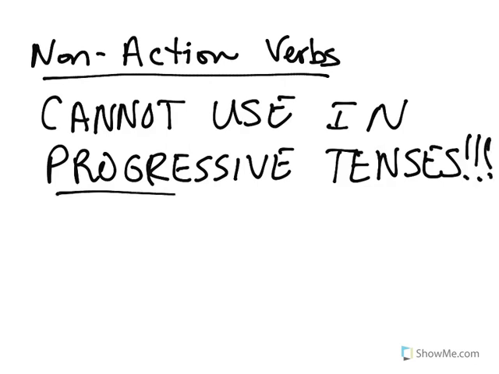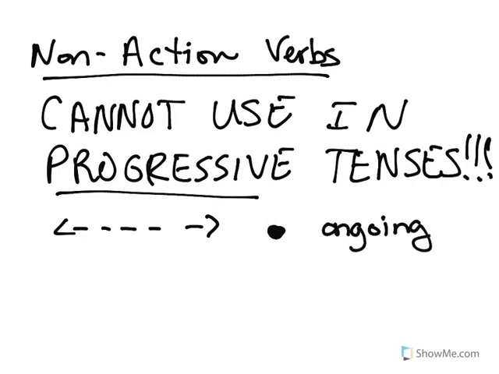Okay, the reason we call progressive tenses progressive, present progressive, past progressive, future progressive, is because they are actions in progress. That means they're ongoing, they take time, they have a duration, right? They're taking time. They're not just a single moment in time. They're what we call ongoing. Continuous, progressive, ongoing. All these words have the same meaning. So if an action is progressive, that means it has to be able to take time.